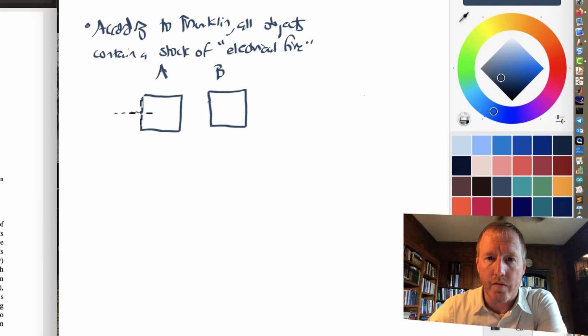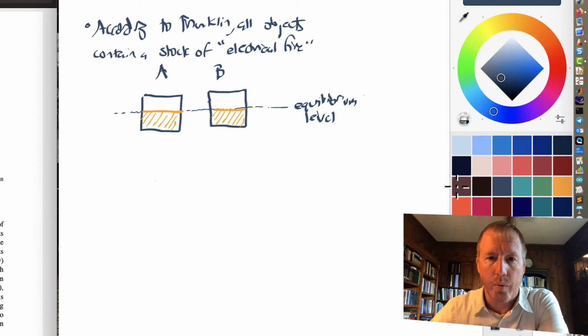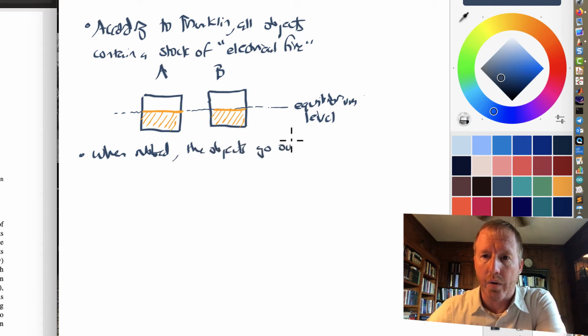They would, just by virtue of being material objects, contain some equilibrium level of this electrical fire. So you might imagine it goes up to here. Of course, this is an invisible fluid, but we're trying to represent it by some level like that, right? And what happens is when they are rubbed together, the objects can go out of equilibrium.